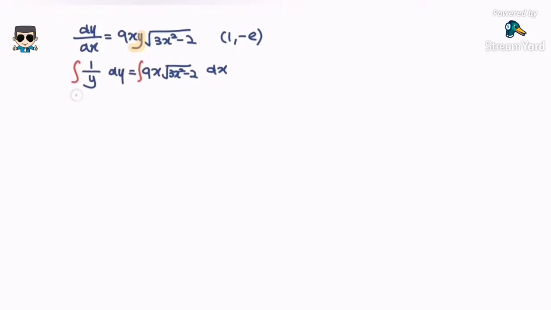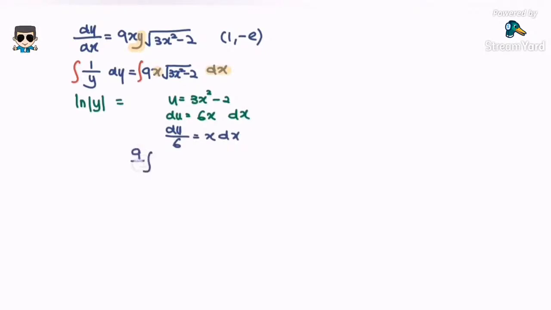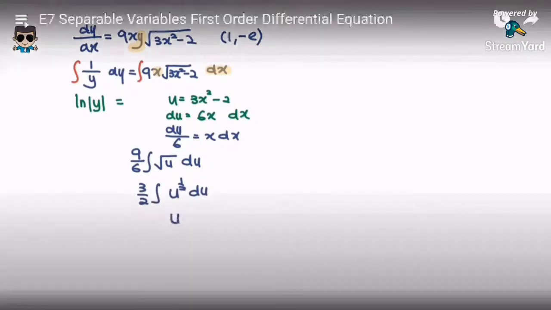So let's begin. We have ln y equals to, for the right hand side, my suggestion would be using the substitution method. Let u equal 3x squared minus 2. Differentiate the situation and we will have du equals 6x dx. Kindly modify the situation so that we can substitute x dx as du over 6. So substitute the situation, integrate, we have 9/6 multiply with square root of u du. So in here, we will have 3/2 integrate u to the power 1/2 du. So kindly integrate the situation, u to the power of 3/2.